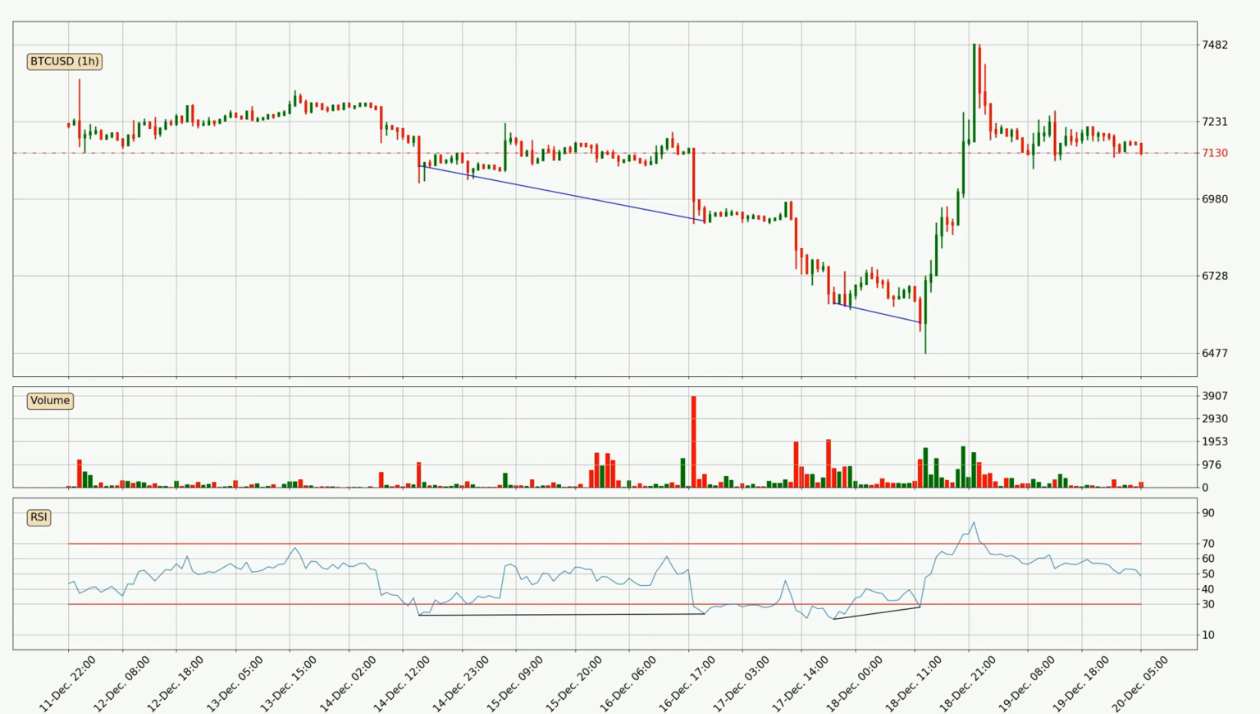Now looking for divergence in the hourly time frame, the price has already gone up owing to the bullish divergence.